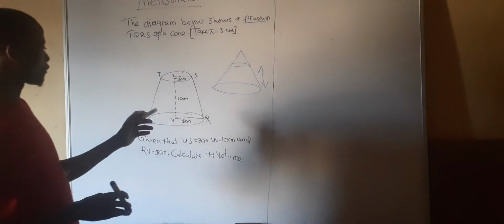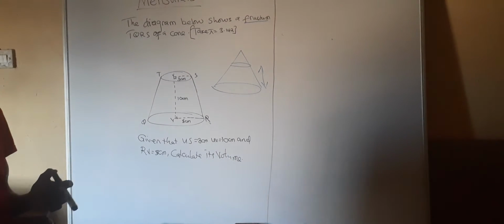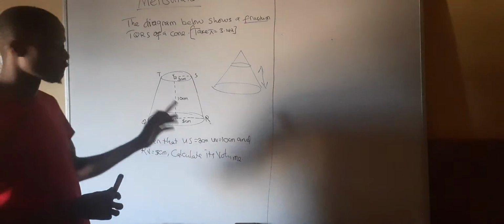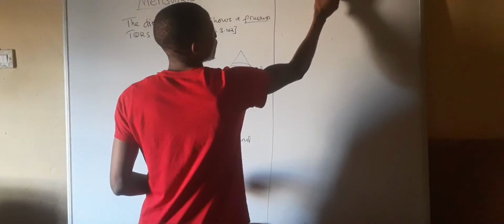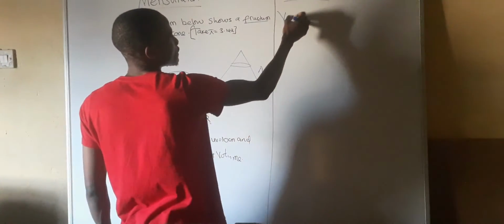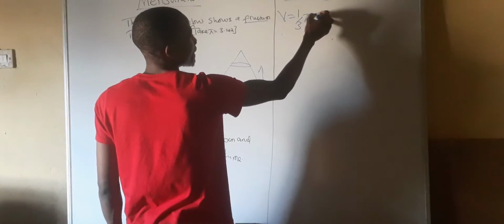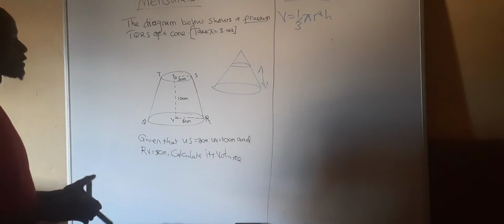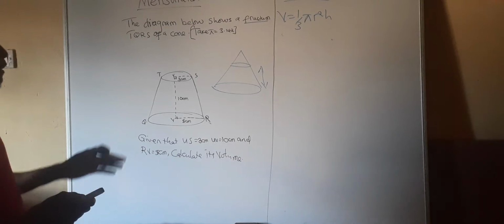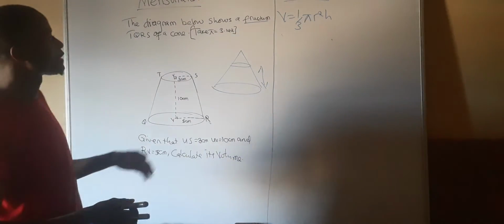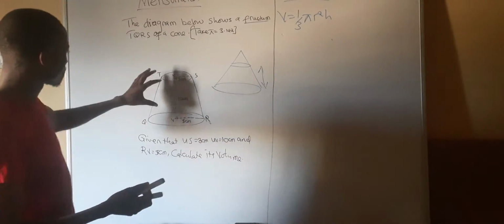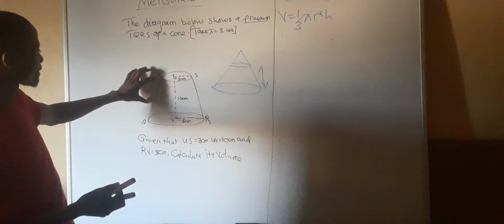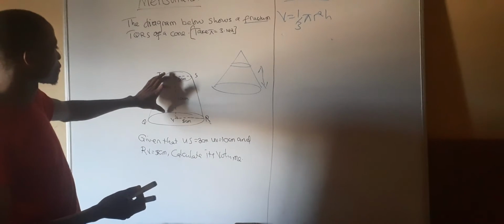We use the formula for volume of that specific pyramid, in this case the cone. So what is the formula for volume of the cone? Volume of the cone is equal to 1/3 pi r squared h. Now if you use this formula directly, you will find the volume of a full cone. Now this is not a cone, it's a frustum. The top part has been cut off, so we have remained with what is called a frustum.